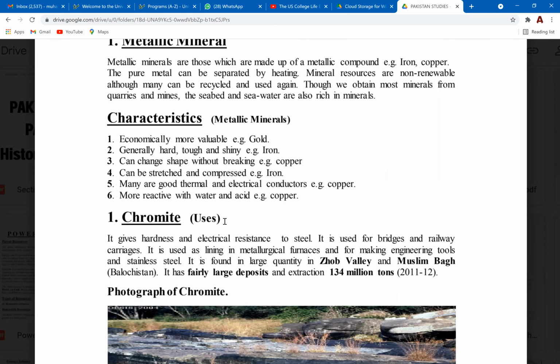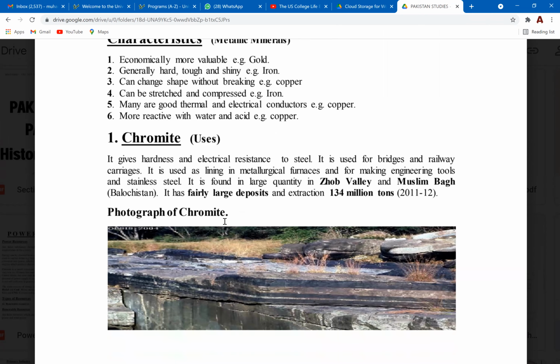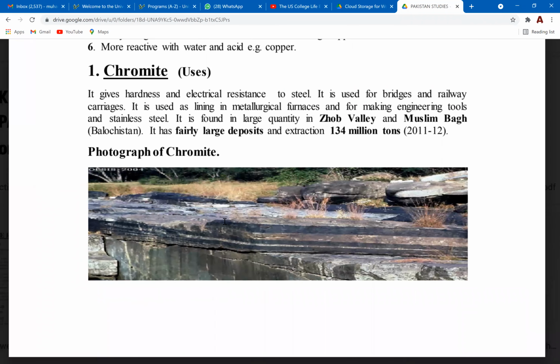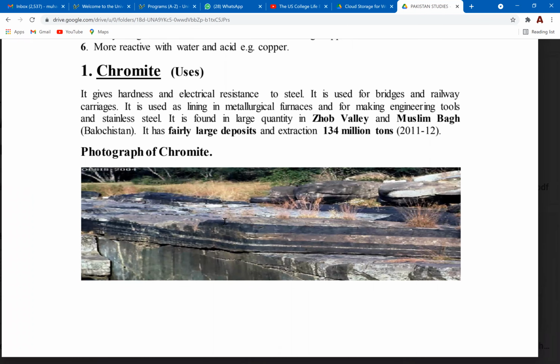Now we're talking about the specific metallic minerals found in Pakistan. Number one is chromite. Chromite is known for its hardness. It is known for the electrical resistance that it gives to steel, because an alloy is when you mix steel or iron with multiple different metals.